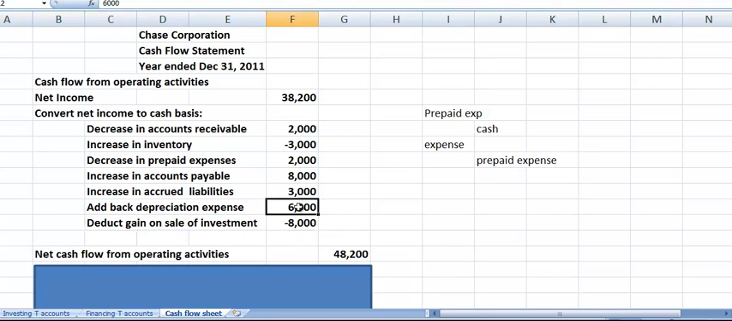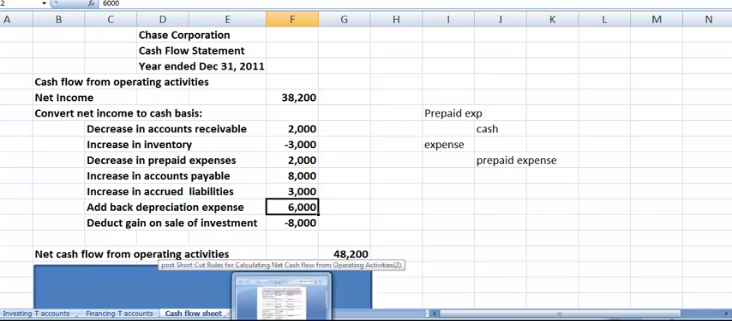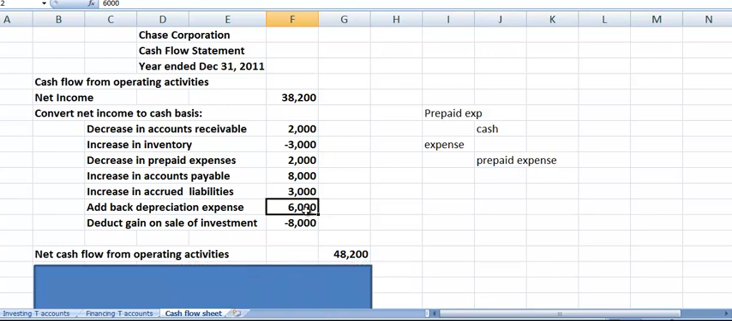But now let's have a look a little more closely and see how we got our depreciation. Well, if you look at the question, it's not in the statement, but it is actually in your question. It says the depreciation of $6,000 is included in operating expenses, so we can add it back. So if we add this column here, we see that we have a net cash flow from operating activities of $48,200. This concludes now our discussion on how you calculate cash flow from operating activities using the information we were given.